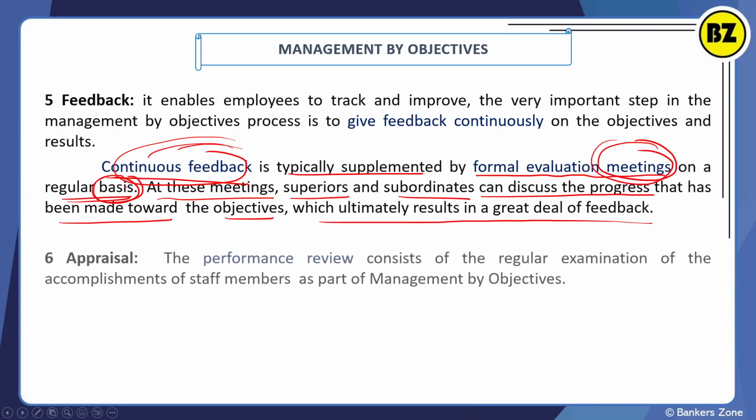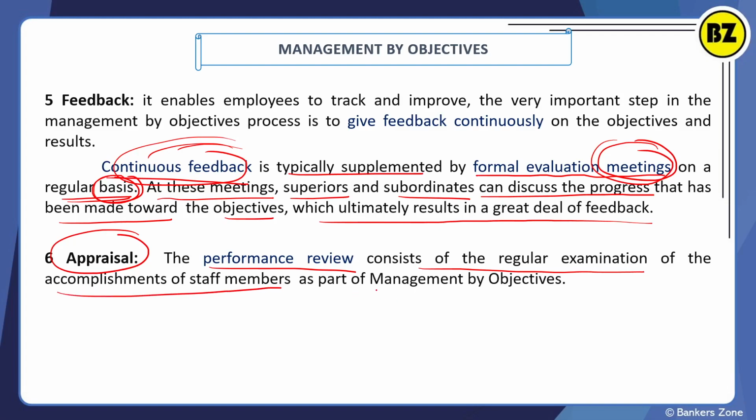Very simple. Now next is appraisal. Performance review consists of the regular examination of the accomplishments of the staff member as a part of the MBO. So obviously, based on the performance there must be appraisal, and that will lead to personal and professional growth also.